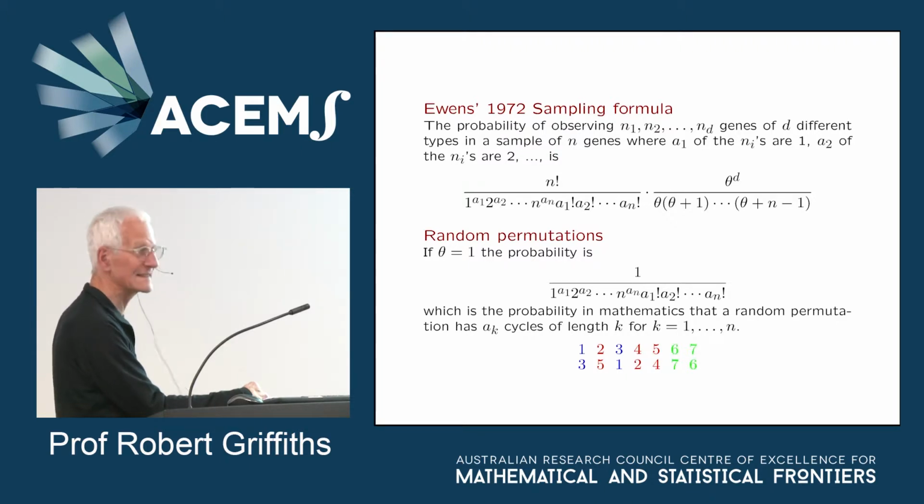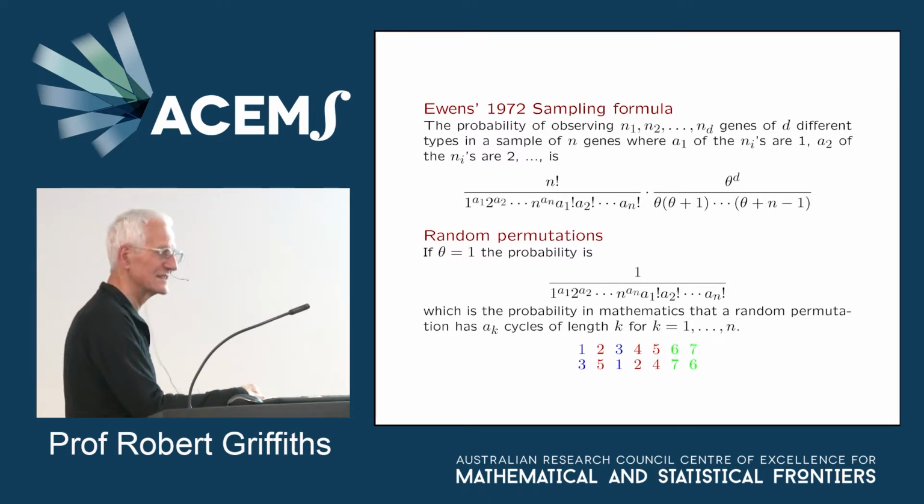So the connection with random permutations here. Suppose theta's 1, then this probably reduces to this form here, because this is just 1 and this is factorial n, which cancels with the factorial n here, which is a probability in mathematics that a random permutation has AK cycles of length k for k is 1 to n here.